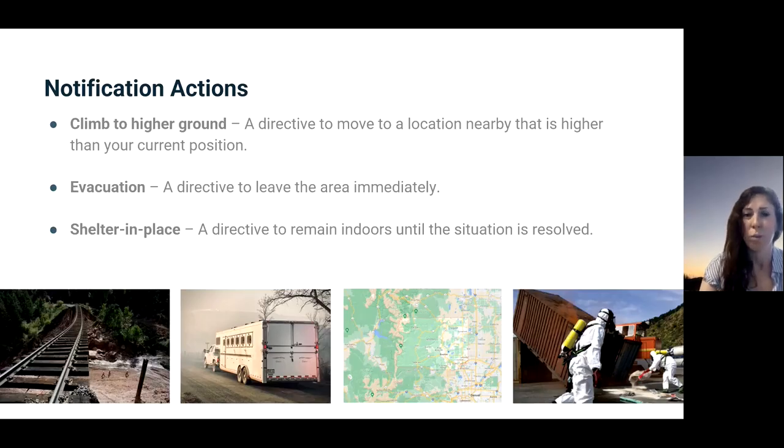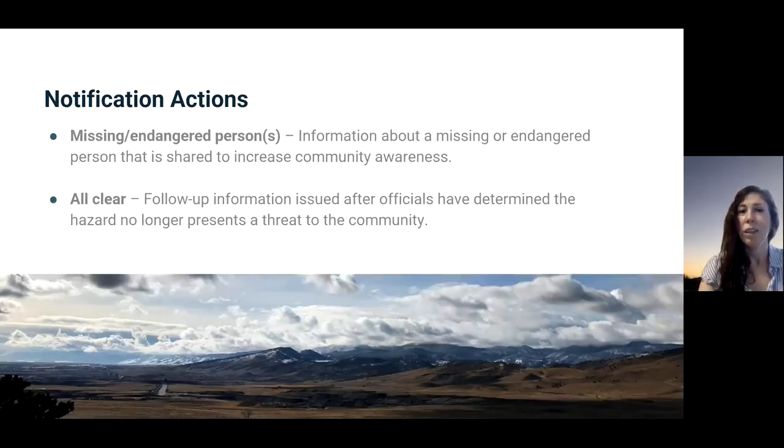The next type of action that you might be directed to take is an evacuation, and that's a directive to leave the area that you're in immediately. Next, we've got shelter in place. That's a directive to remain indoors, so that can be used for things like hazmat situations, active harmer, severe weather, and those types of incidents where it's important to stay in the location that you're at and shelter in some way.